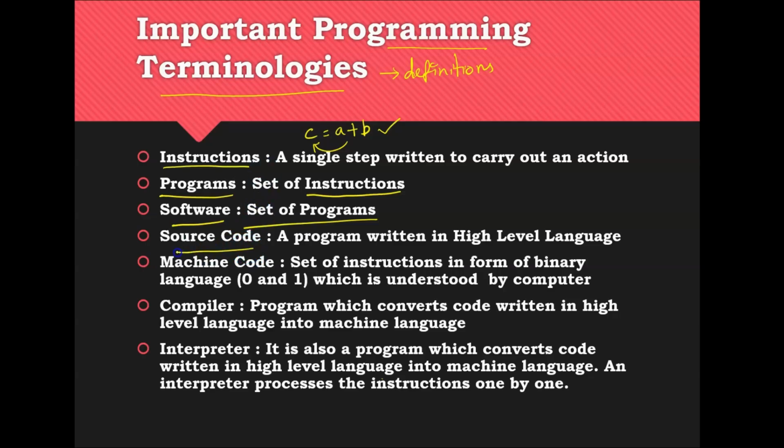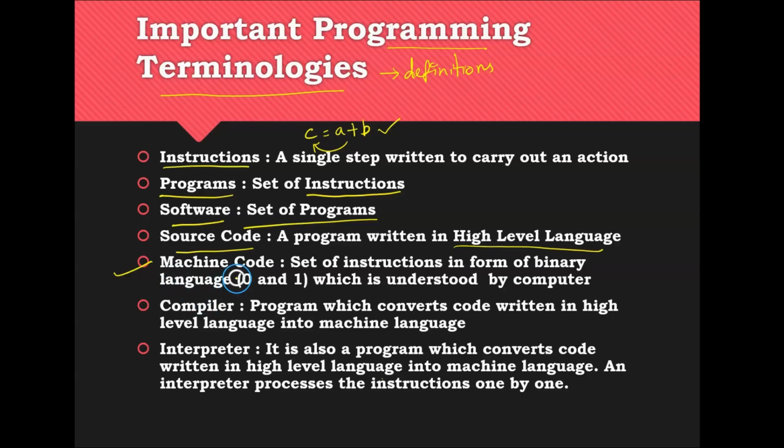The next terminology is source code. What is meant by source code? Source code is the code written by us as a program in the Python language. The program written in a high level language is called source code. And what is meant by machine code? Before going to Python programming or any other programming language, you should know what is meant by source code and machine code, and what is meant by a compiler and an interpreter. All these simple terminologies you should know before learning programming.